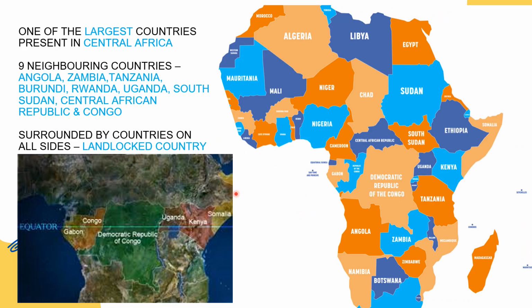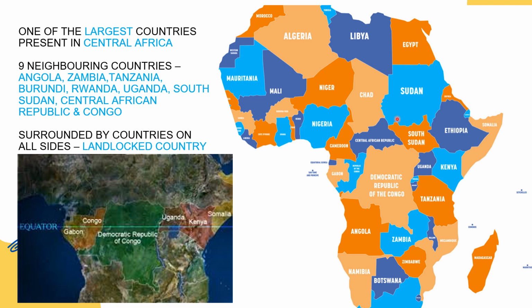Okay. So next you can see the images, the map of the African continent over here, and here you can see the map of Democratic Republic of Congo. So it is in the middle part of Africa. This country is called a landlocked country. Why is it? Because it is covered by land on all sides. It has a very small coastline, only about 30 kilometers. Otherwise it is completely covered by land on all sides. So that is the reason why it is called a landlocked country.